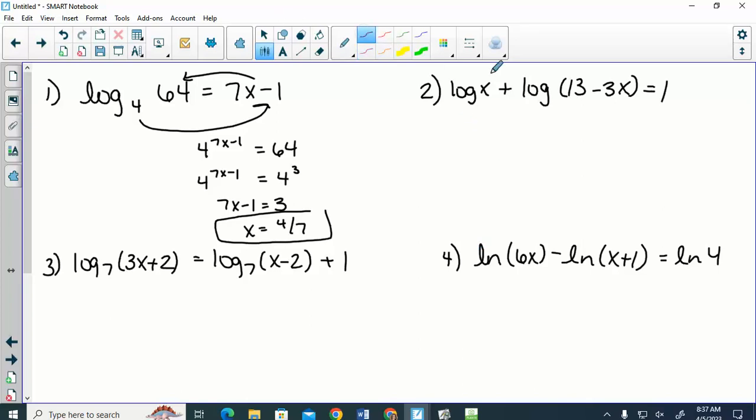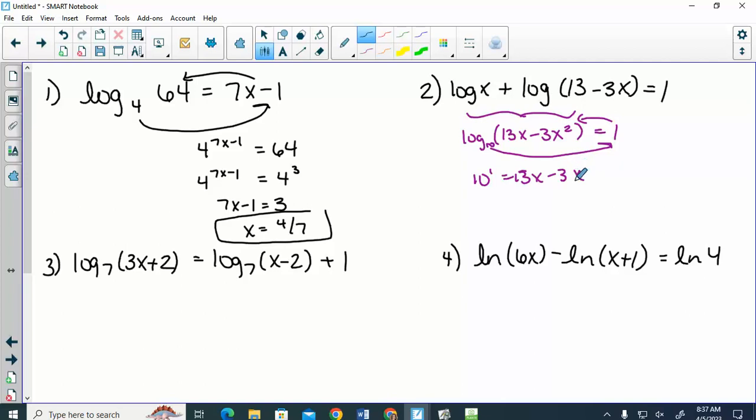Alright, number 2. First, we have 2 logs added. So what do we do? Multiply the arguments. So that's 13x minus 3x squared. We only have a log on one side. How do we get rid of it? 10 to the first. Exponential. It's now just like problem 1. If there's no base on a log, it's 10. So 10 to the first equals 13x minus 3x squared.